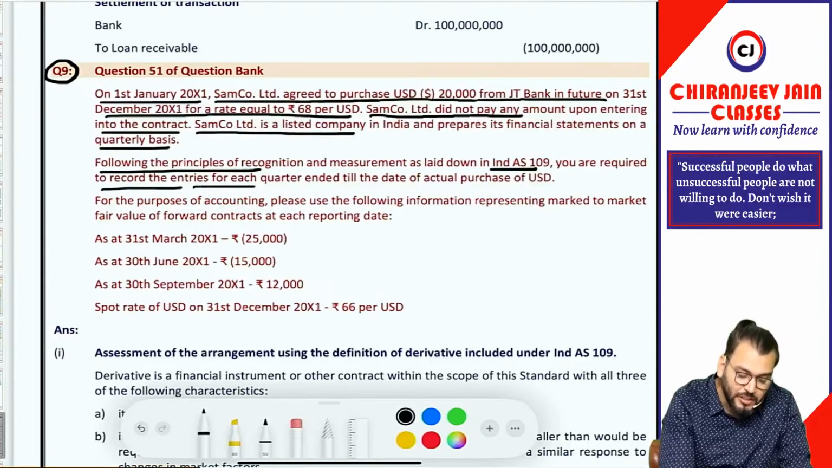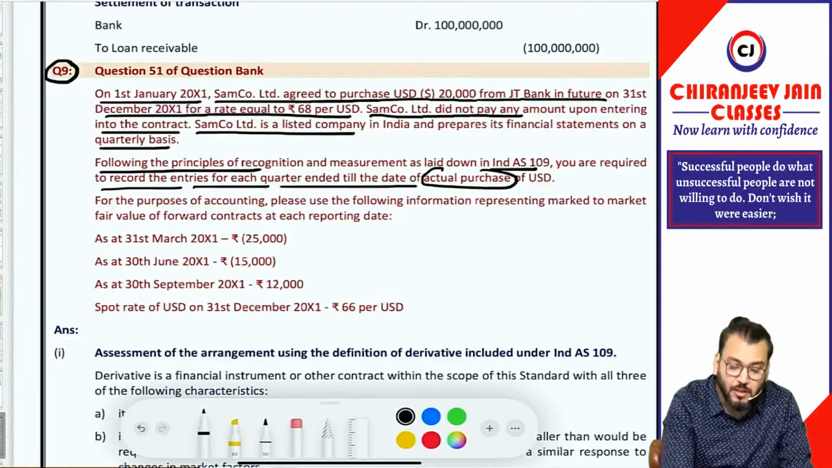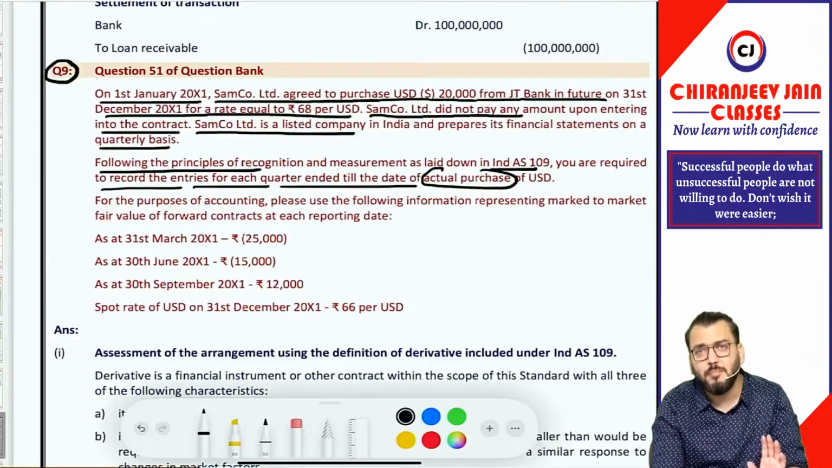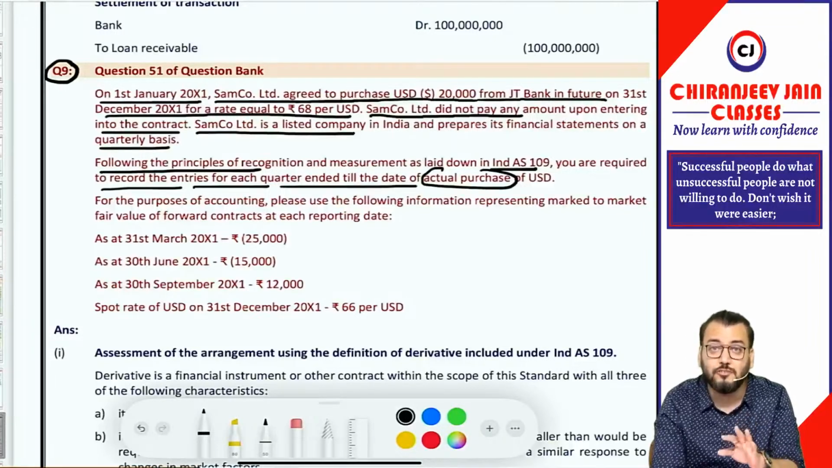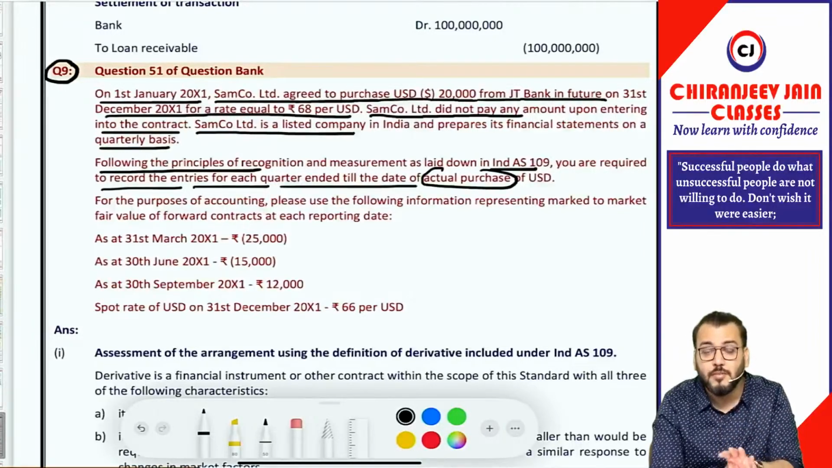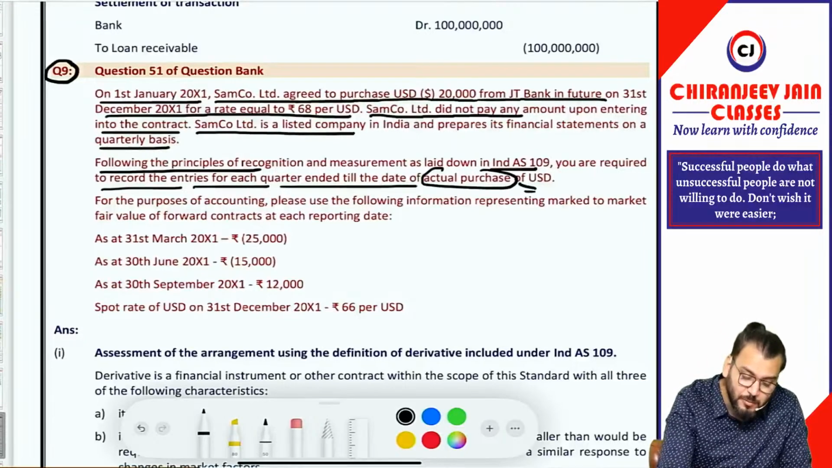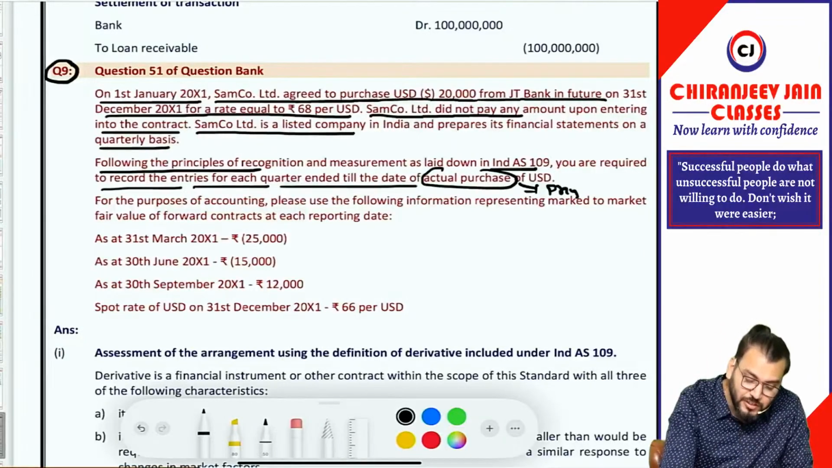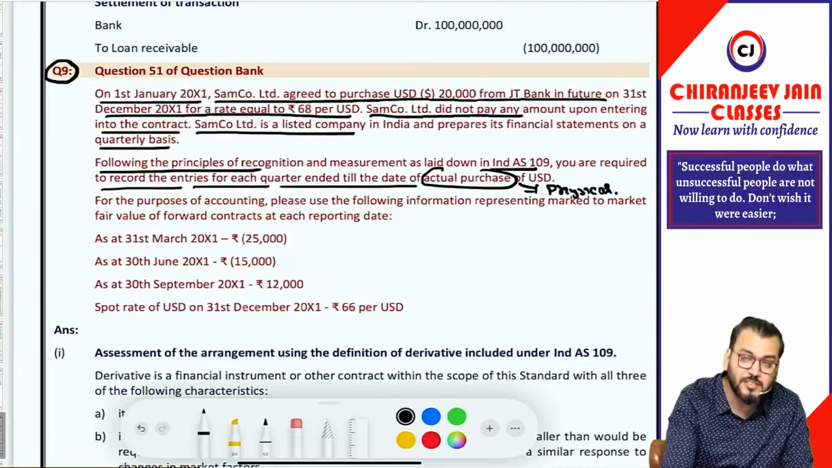the entry for each quarter ended till the date of actual purchase. Actual purchase means what? On the settlement date, this derivative can be either net settled in cash or by actual delivery of what? Dollar. So when they say actual purchase, it means it will be settled physically. It is a physical settlement.